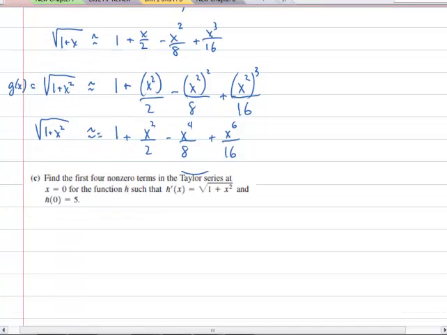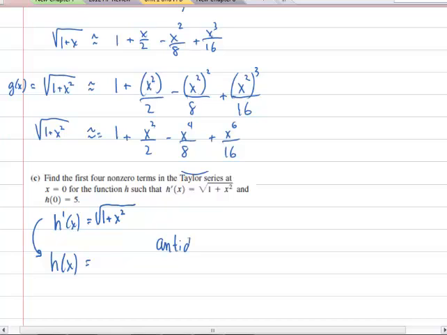It said to find the first 4 terms of a Taylor series for this function, but they said h prime of x is equal to what we just found, 1 plus x squared. They want us to find h of x. So what's the process to go from the derivative back to the function? From the first part of calculus, we should definitely be saying anti-differentiating, and we can anti-differentiate the series. And don't forget the c.